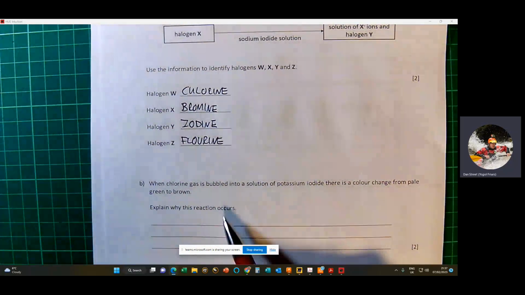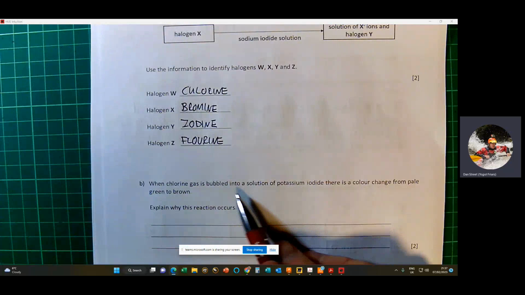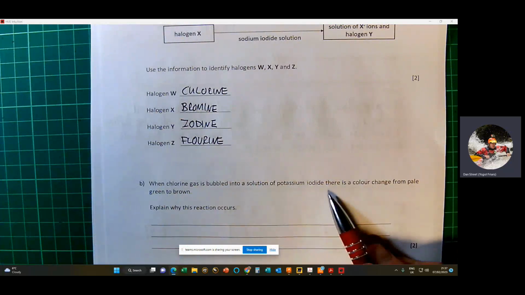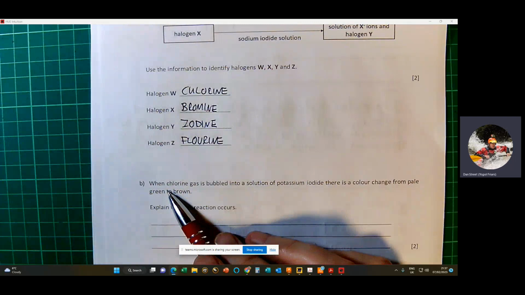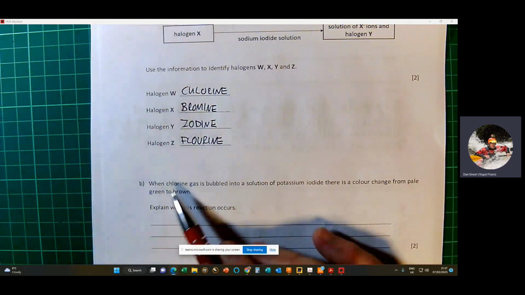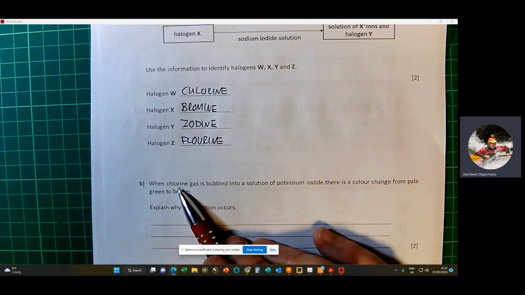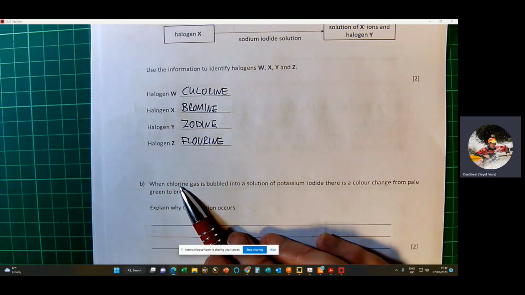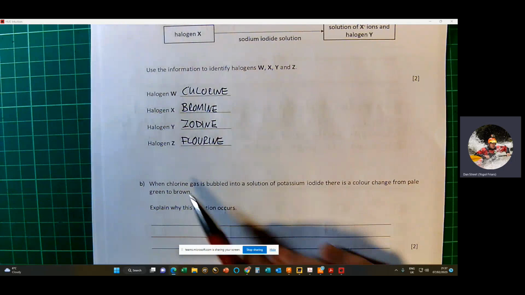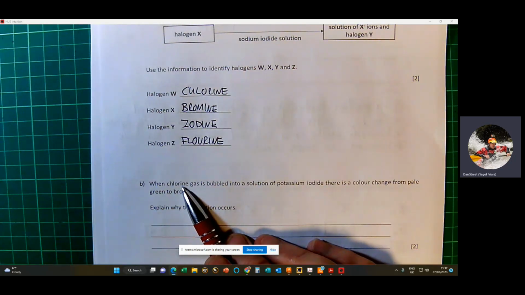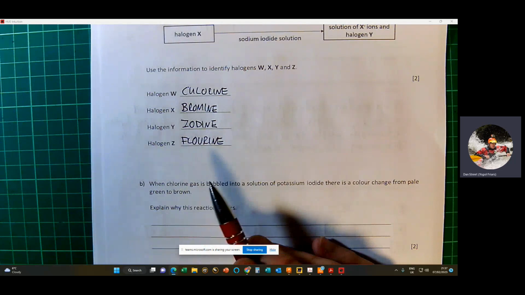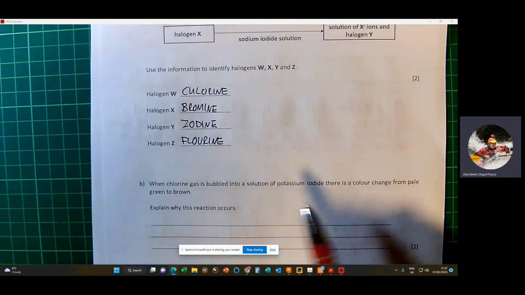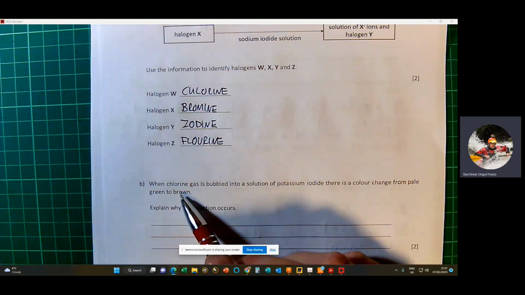Now the next question is similar. It says when chlorine gas is bubbled into a solution of potassium iodide, there is a colour change from pale green to brown. So what we need to understand from this is that chlorine as a halogen is more reactive than the iodide, and so a displacement reaction occurs. So where we had chlorine and potassium iodide, we would get potassium chloride and iodine. And chlorine is the green colour, and iodine is the brown colour.